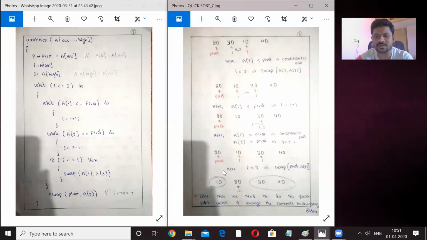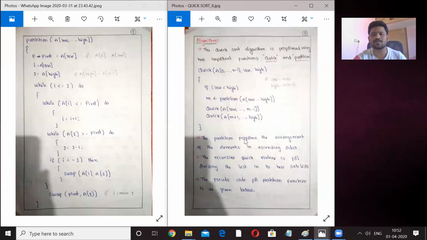This is the left sub array and this is the right sub array. The elements present on the left side of the pivot are less than the pivot element. The elements present on the right side of the pivot element will be greater than the pivot element. So like this, we need to do the quick sort until it arranges the elements in ascending order. This is the algorithm which you are going to use for quick sort.